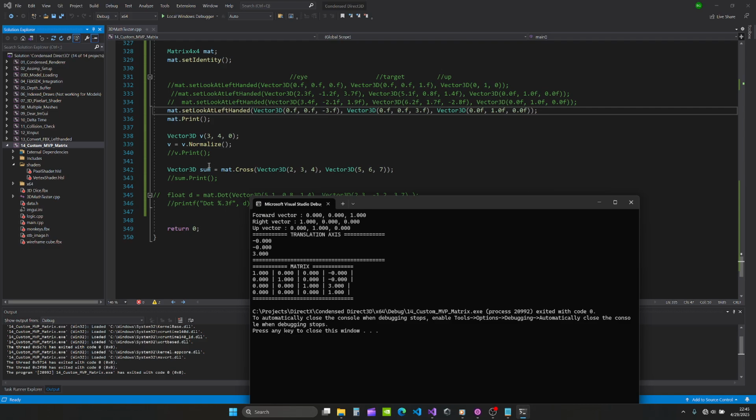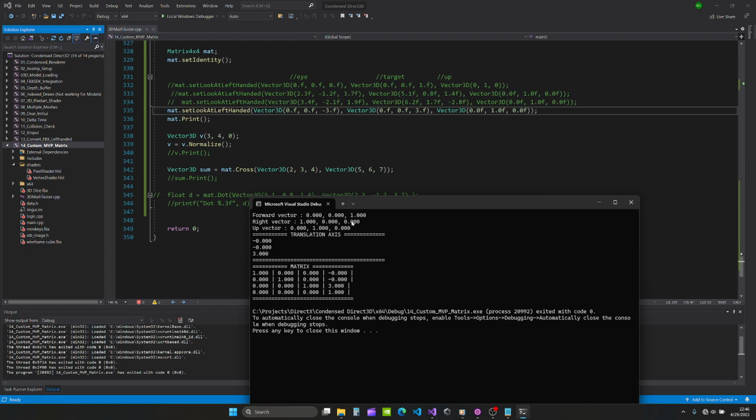Now what this does is the set lookout left-handed. It basically attempts to create a left-handed view matrix, which is basically the view for the camera in a left-handed perspective scene. DirectX is a 3D renderer, and it uses a left-handed coordinate system. This seems to check out because the values inputted here and what's being outputted make sense, and setting the identity matrix also makes sense at this point because that creates defaults for everything.